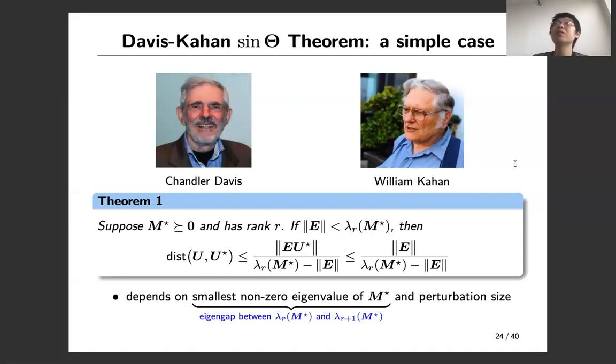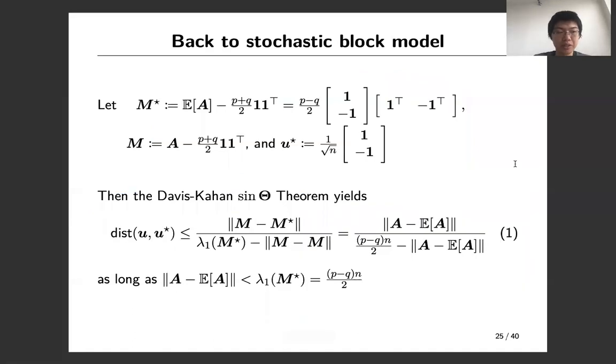Now let's apply this general theorem to the stochastic block model we introduced moments ago. Recall that the key matrix we identified there was the M star matrix, which is a shifted version of the expected adjacency matrix, which is also rank 1. And the surrogate matrix M is similarly the shifted version of the observed adjacency matrix. We will use U star to denote the leading eigenvector of the population matrix M star. So it's just 1 over square root n times the vector of 1s and minus 1s. To be specific, here 1 is of length n over 2 and minus 1 is of length n over 2.